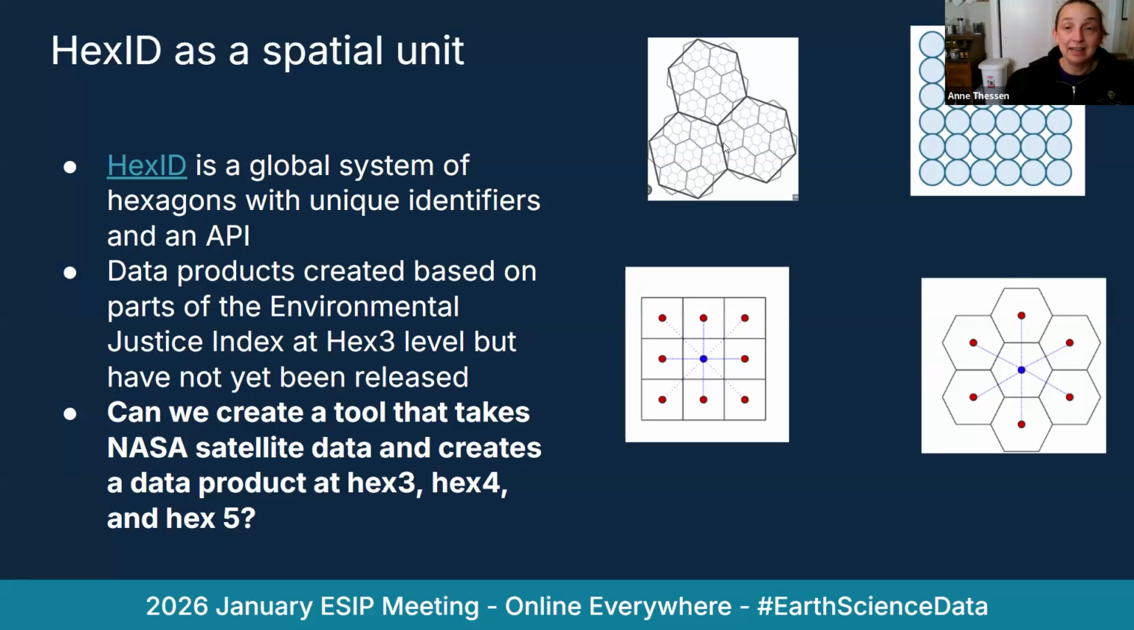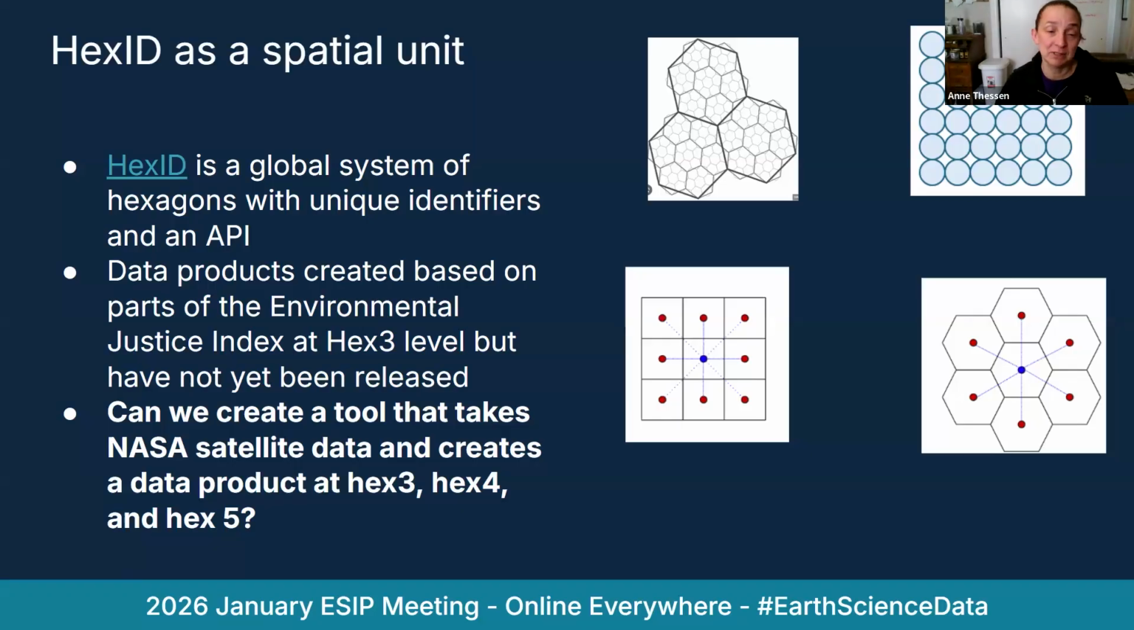And so the hex ID, in addition to being a hexagon, you can also have it at different scales, different layers of resolution. So there's the hex 3 level, which is the level at which some data products were created based on parts of the environmental justice index, but they have not yet been released. So hex 3 is probably a little coarser than what we would like. So hex 4, hex 5 would be nice, but there are some privacy concerns there.